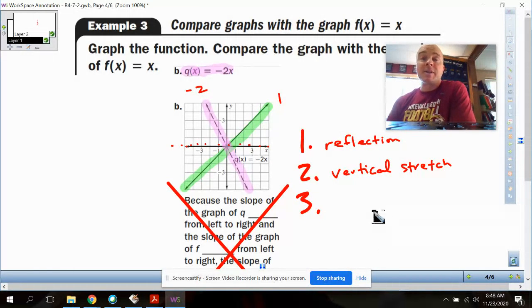It's stretching twice as fast, right? This was up 1 over 1. This one is down 2 over 1. 2 is twice as big as 1, so it's stretching twice as fast as the parent function. And the third thing I ask you to compare are the y-intercepts. In this case, they both have the same y-intercept.